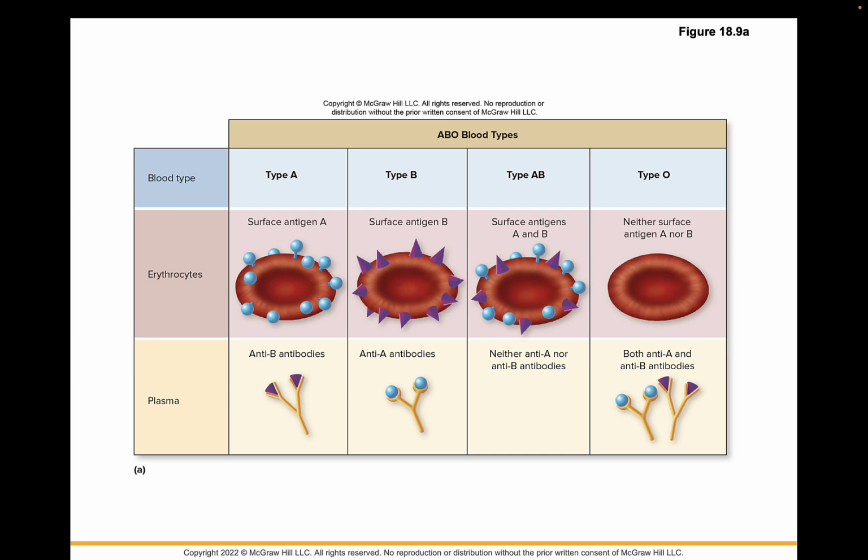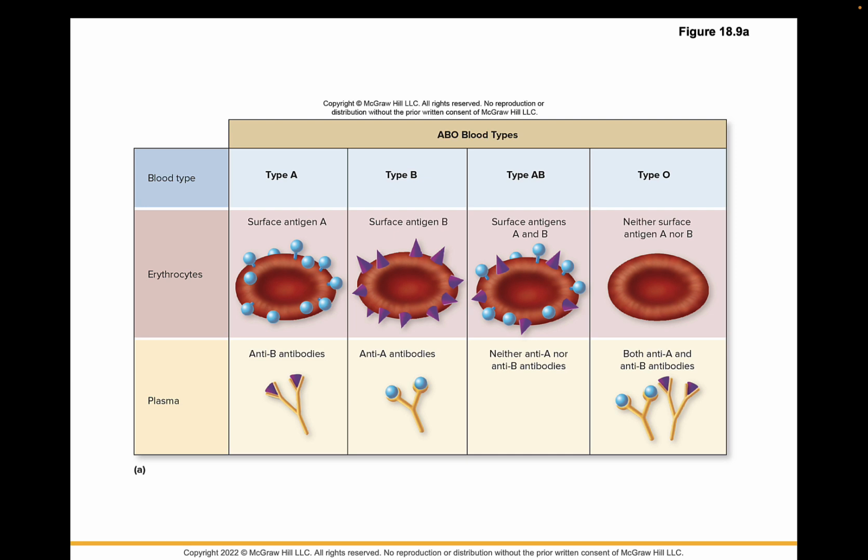So if we look at type A, what we see here is the surface antigen is the A antigen, but notice the antibody. We will find anti-B antibodies within the plasma. So the rule of thumb here is you will have the antibodies for the antigens not on the red blood cell. So let's take a look at type B.